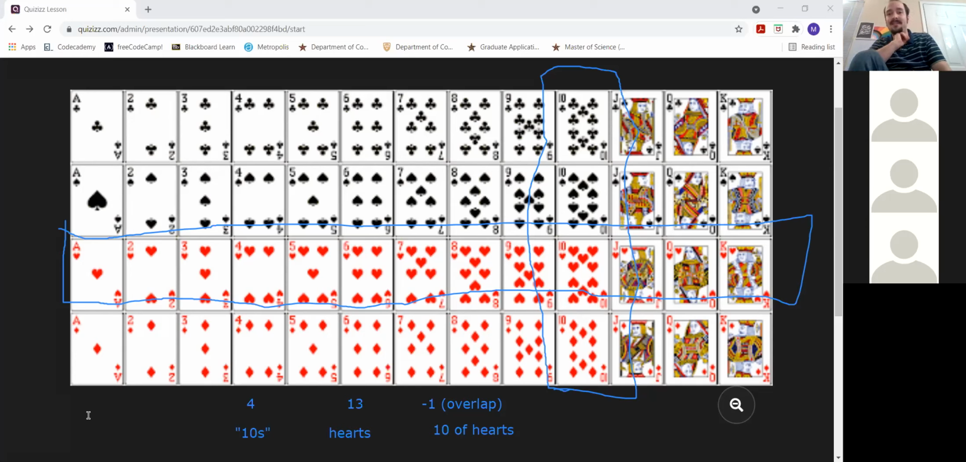So anytime you do things that are overlapping, you have to account for that overlap. And why are we subtracting the overlap? Well, if you think about it, when we add these 13 hearts and the 4 10s together, we added this 10 of hearts in there twice. So anytime you add two different sets, you actually add their overlap twice, and in order to get rid of that, you have to subtract the overlap.